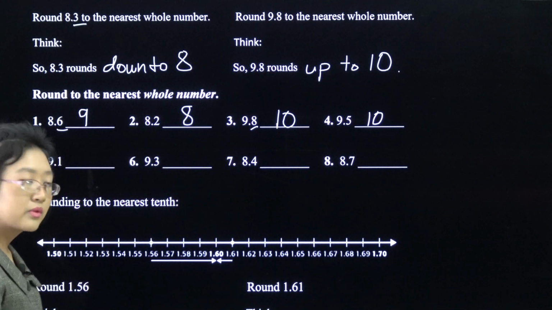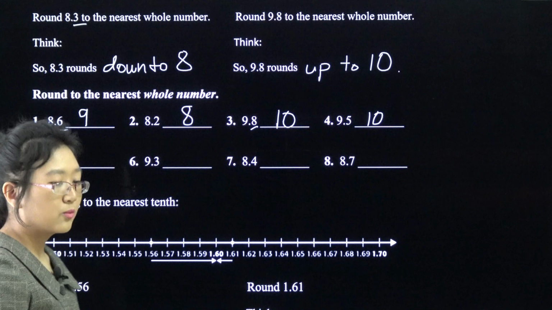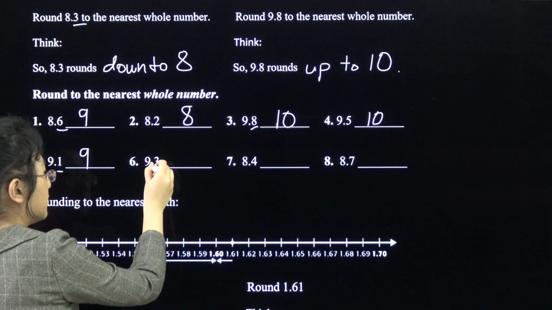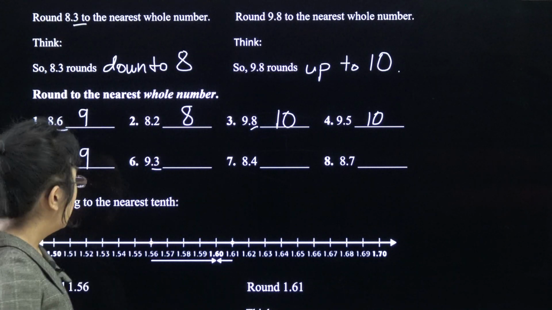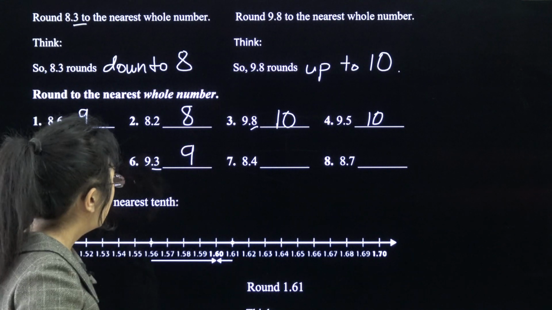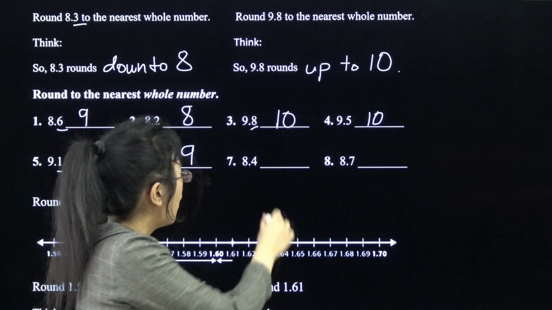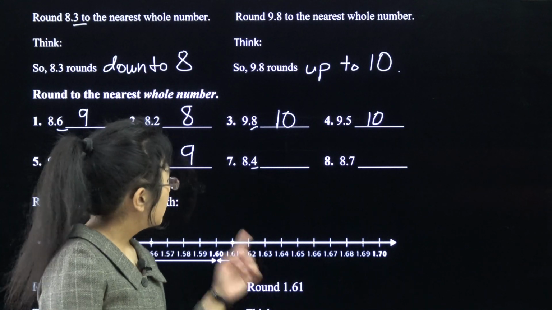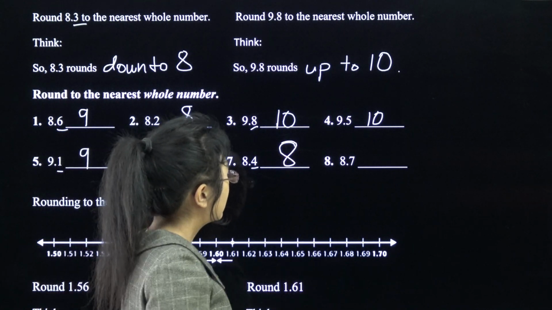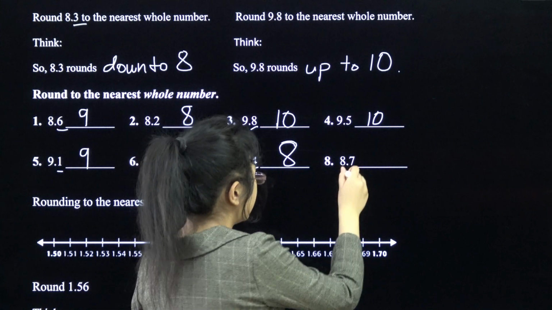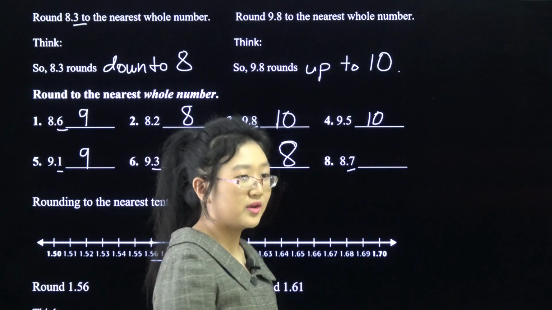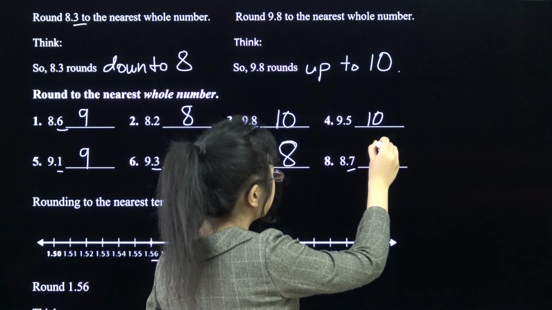9.1. 1 is in the 10th place. 1 is smaller than 5, so we round down to 9. 9.3. 3 is in the 10th place. And, well, 3 is smaller than 5, so we still round down. 8.4. 4 is in the 10th place. 4 is smaller than 5, so we round down to 8. 8.7. 7 is in the 10th place. So we round up, because 7 is bigger than 5, to 9.